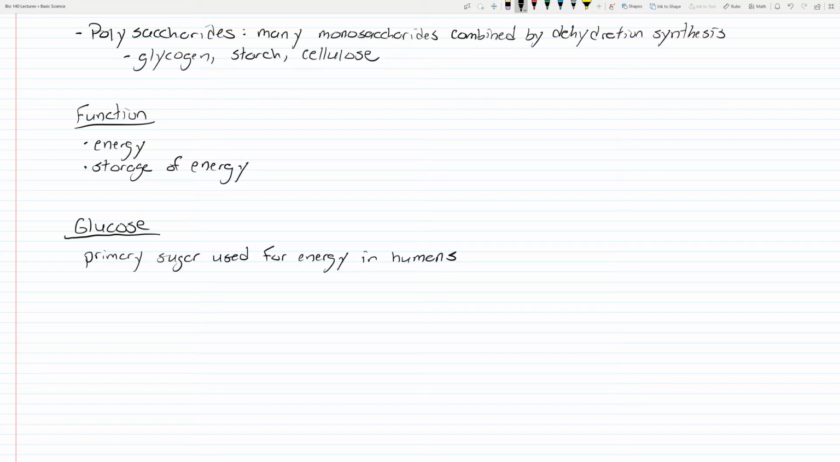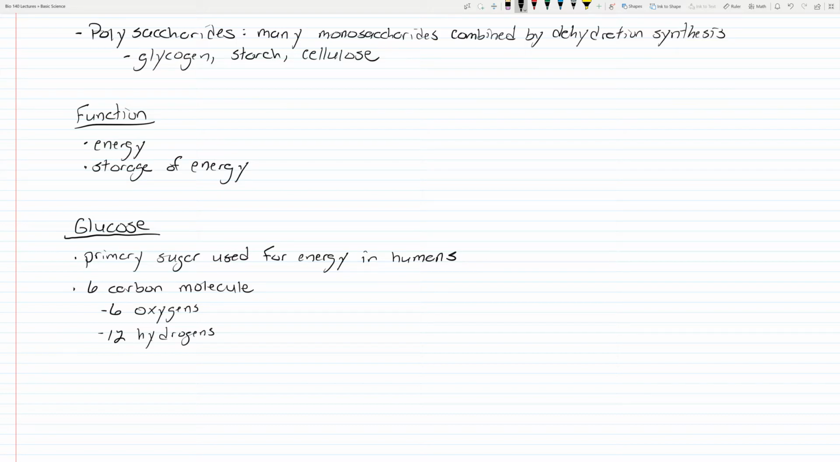Okay, so that's what glucose is. It is a 6-carbon molecule, and since it follows the rules of carbohydrates, that means there are 6 oxygens and there are 12 hydrogens. Now, glucose can exist in 2 forms.